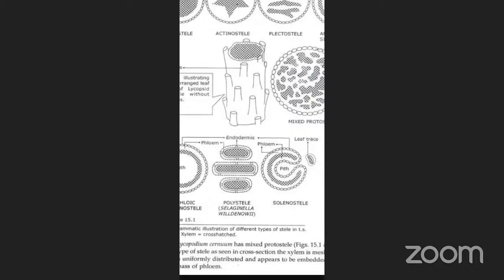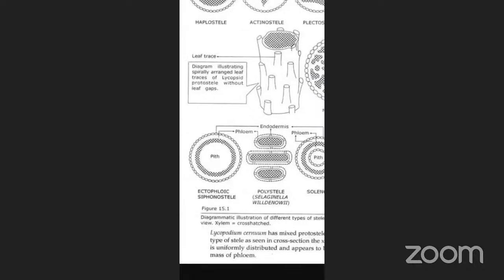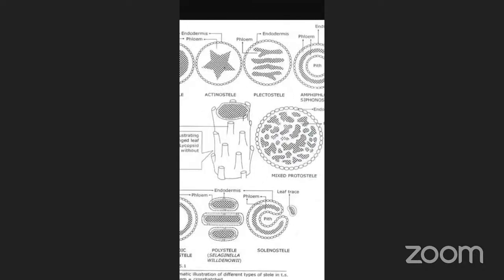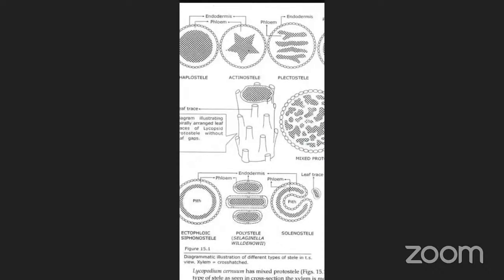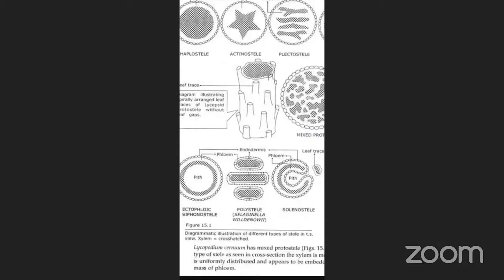The pith is surrounded by a ring of xylem, a ring of phloem, and pericycle. Such a medullated protostele, where the xylem appears as a hollow cylinder surrounded by the pith, was described by Jeffrey as a siphonostele. What is the siphonostele? It means a central medulla or parenchymatous pith is there. So the siphonostele is again differentiated into two categories: the ectophloic siphonostele and the amphiphloic siphonostele.